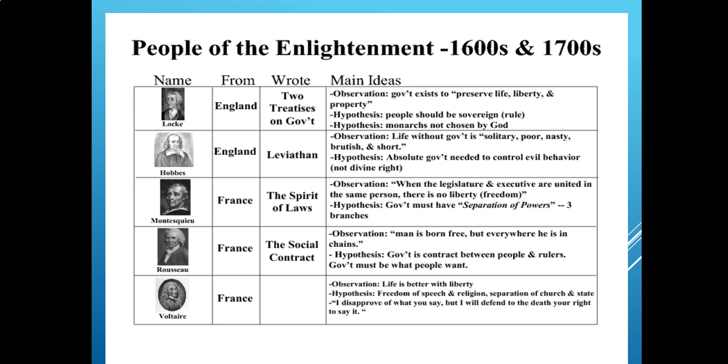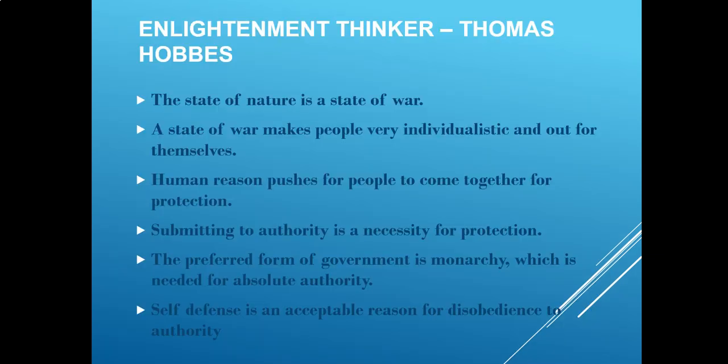Now, some of the people of the Enlightenment, I'm just going to mention to you some of their names. This goes from the 1600s to the 1700s. You have John Locke, very important Enlightenment thinker. Mr. Hobbes, very important Enlightenment thinker too. Montesquieu and the separation of power. Rousseau from France. Voltaire also from France. All of these people are, by the way, Enlightenment thinkers, but there were more, and we're only going to mention those five for this lesson. And we're going to focus on two of them actually right now.